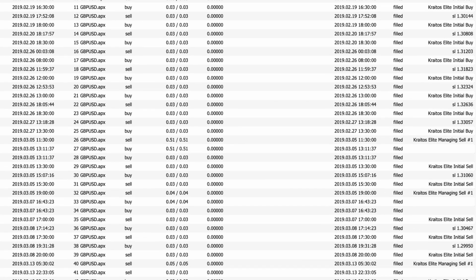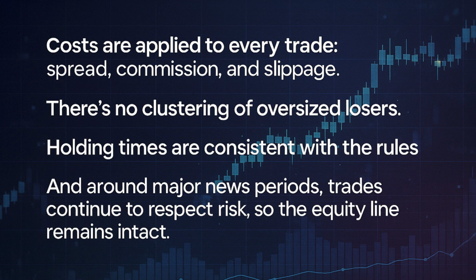Now the transactions. Costs are applied to every trade: spread, commission, and slippage. There's no clustering of oversized losers, holding times are consistent with the rules, and around major news periods, trades continue to respect risk, so the equity line remains intact.